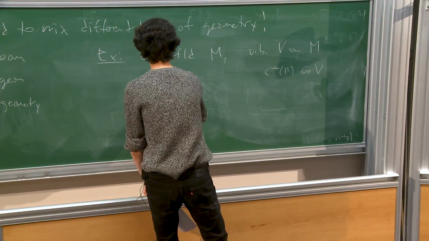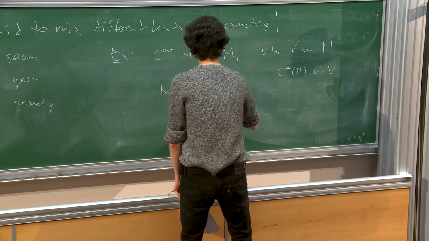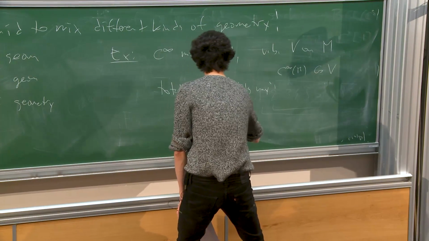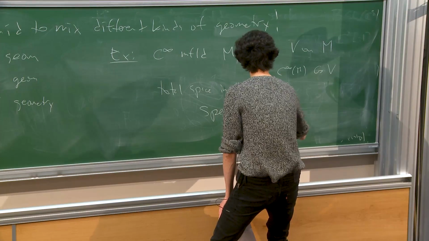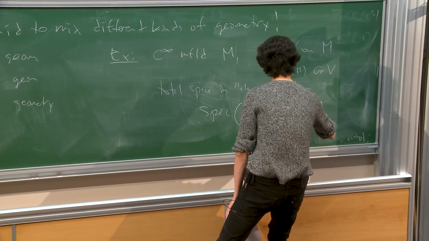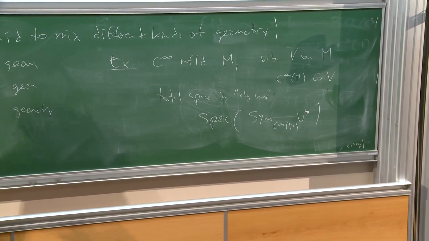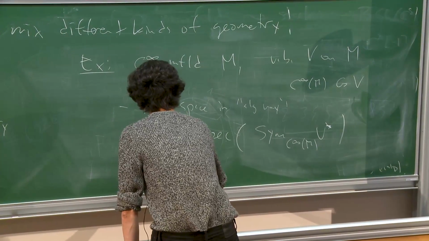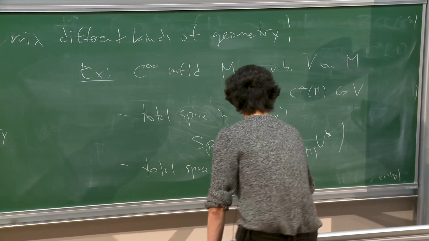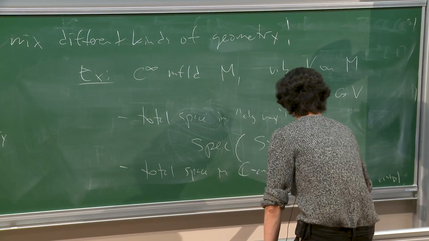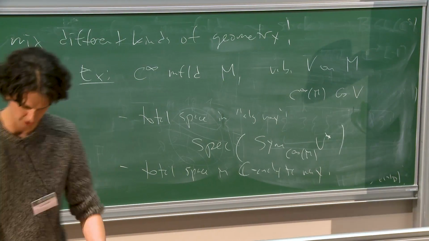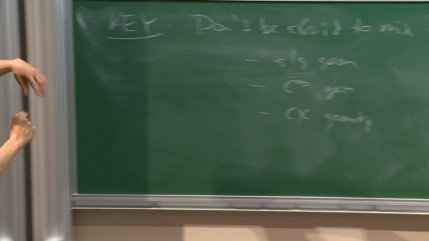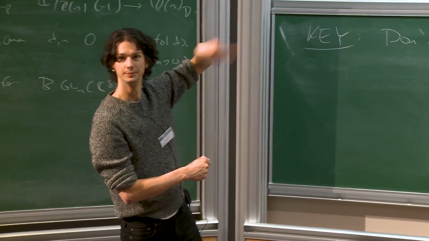So then you can view the total space in an algebraic way. So something like, so to speak, Spec of Sym over this ring of V dual. You could also view the total space in a holomorphic way, in a complex analytic way. So it's maybe, as an underlying topological space, the usual total space, but now you're interested in functions on it which are like smooth families of holomorphic functions in the fibers.